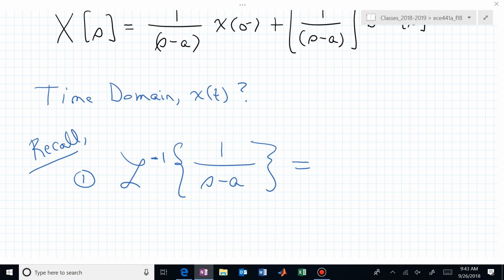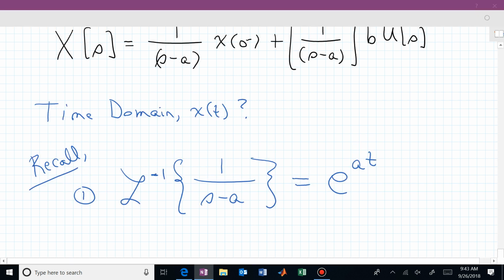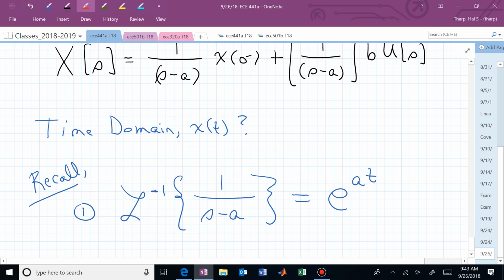Having a heart attack up here. E to the AT. So this is simply e to the AT. And that we actually call something special. This e to the AT is our state transition matrix.